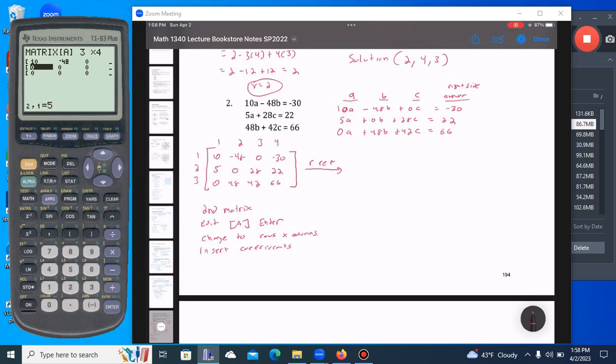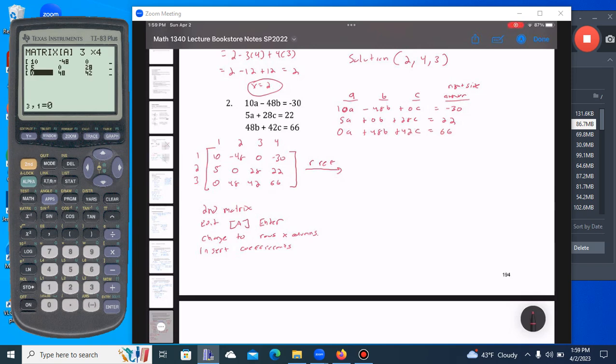Then 5, 0, 28, 22, 0, 48, 42, and 66. Just double check, make sure you have everything in correctly. Negative 30, 22, 66, 0, 28, 42, negative 48, 0, and 48. And this one's 10, 5, and 0.